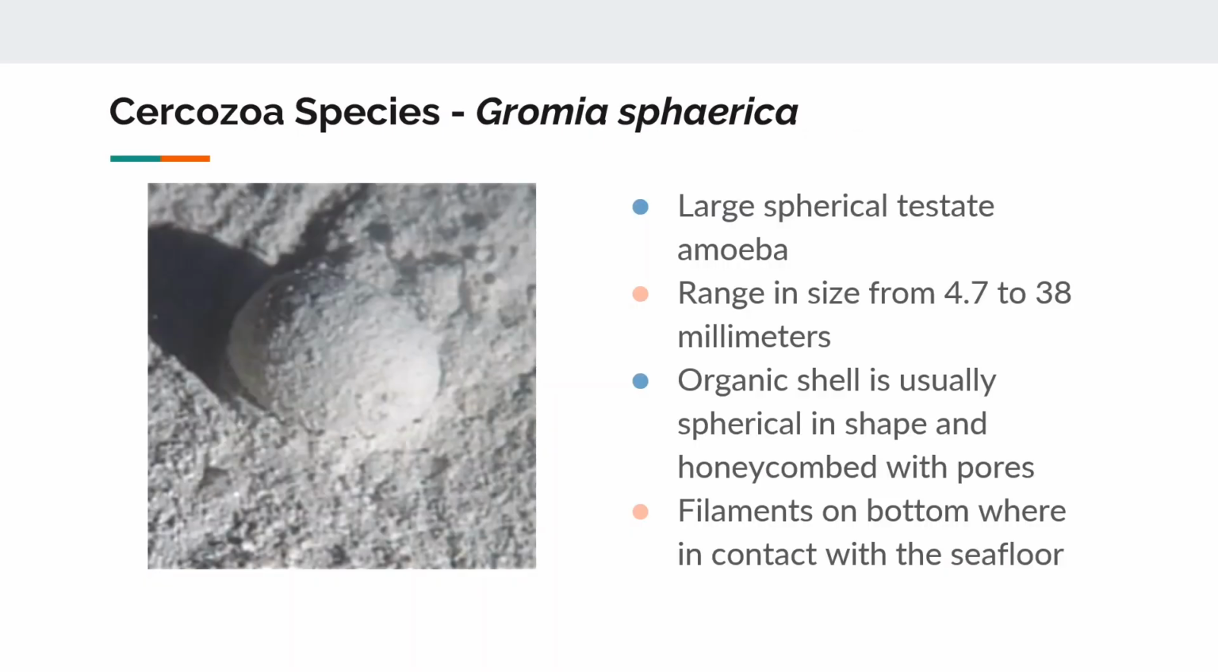The Cercozoa species that I'll be introducing is the Gromia spherica, and it is a large spherical testate amoeba that ranges in size from 4.7 to 38 millimeters. It has an organic shell that is usually spherical in shape and honeycombed with pores. It also has filaments on the bottom where it is in contact with the seafloor.